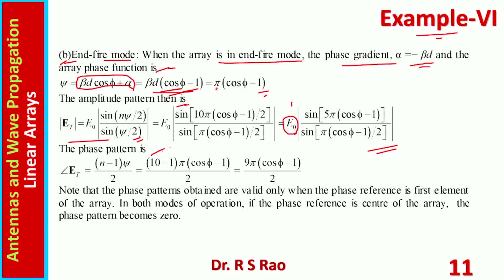Phase pattern is given by this formula, N minus 1 psi by 2. This relation holds good for both modes of operation, broadside and end fire. This is the relation, but psi varies. Psi is different for end fire from psi in broadside. Substitution gives the phase pattern as 9 pi cos phi minus 1 over 2.